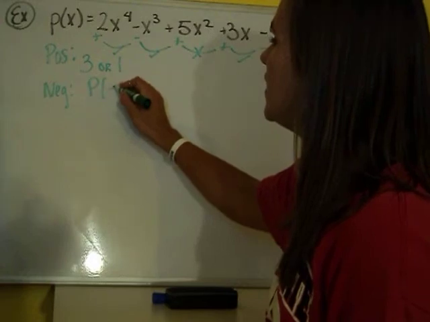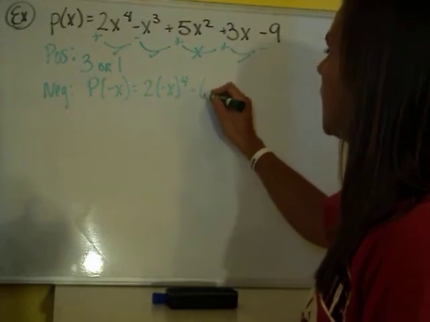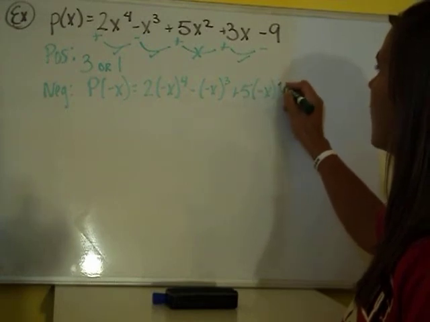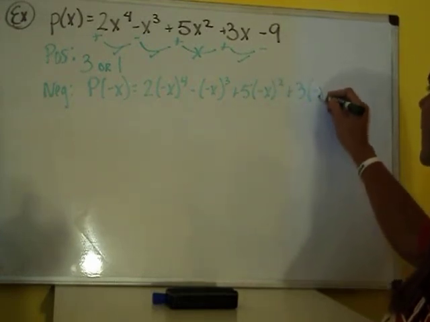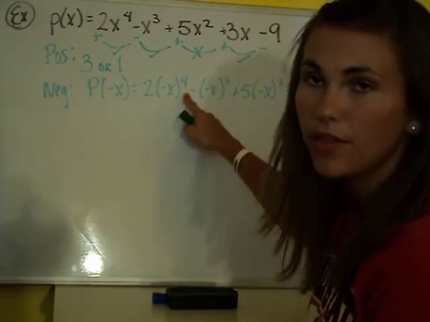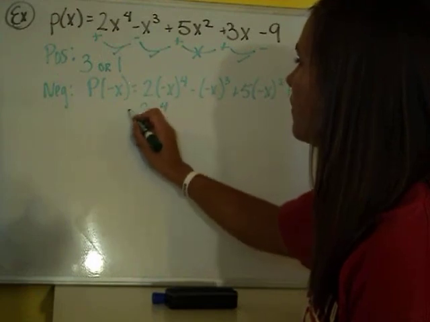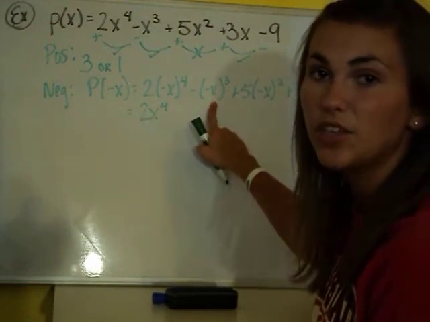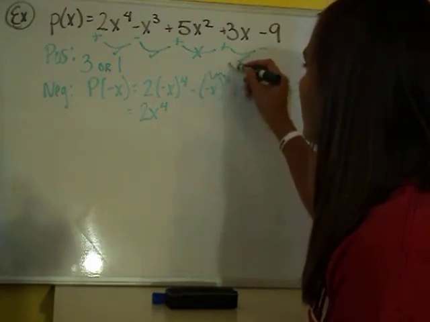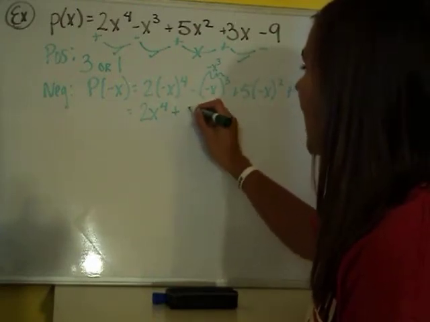I want to calculate my p of negative x, which means I have 2 times negative x to the 4th minus a negative x cubed plus 5 times negative x squared plus 3 times negative x minus 9. Okay? Negative x to the 4th is going to be a positive x to the 4th times a 2. That will just stay positive 2x to the 4th. Here I have a negative x cubed, which if you multiply that, the result will be a negative x cubed times that negative out in front, which means I'm going to be adding an x cubed.